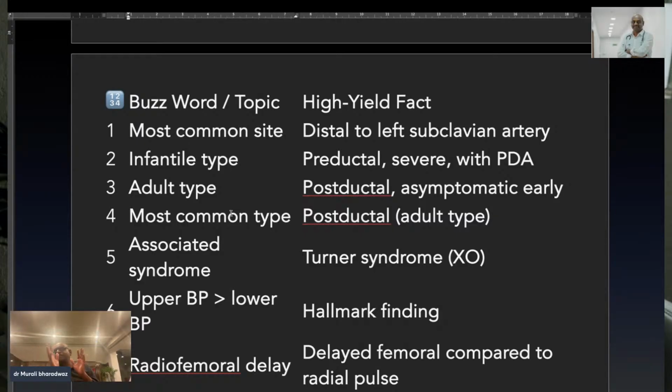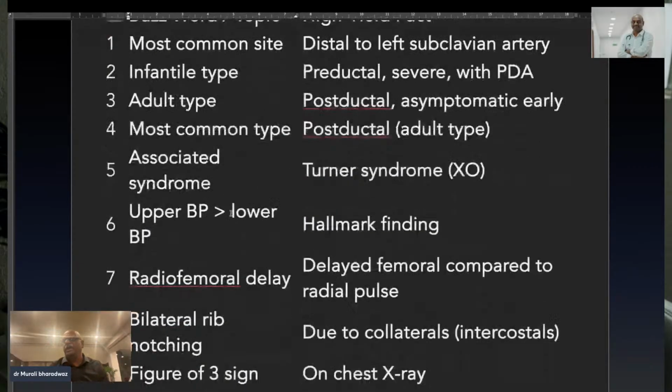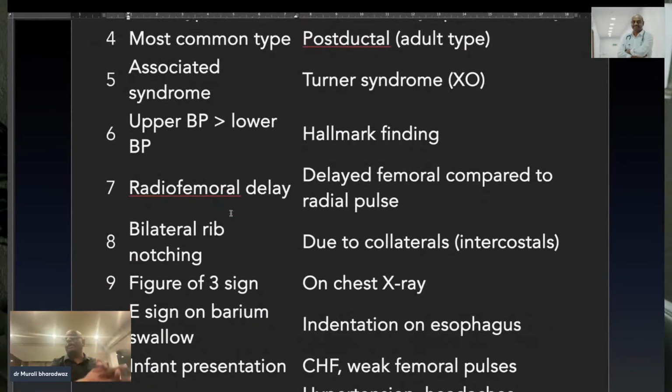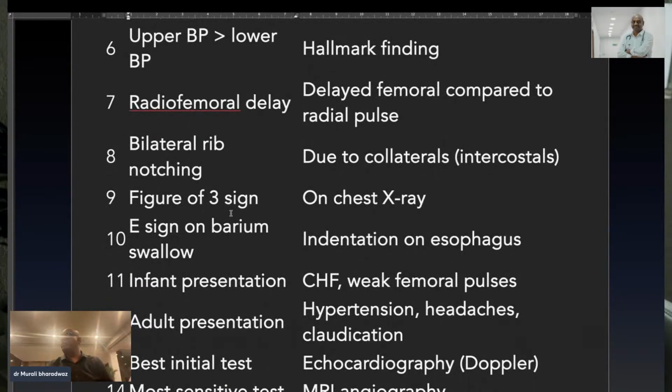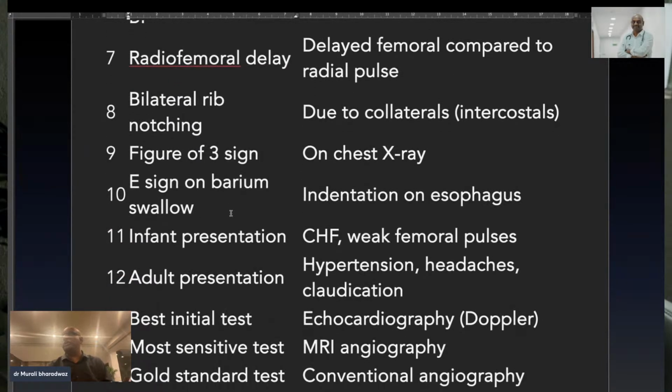Remember this. The most common type is adult, which is postductal. Turner syndrome and coarctation. Upper BP is more than lower BP, because after the aorta narrows, the lower limb will not get adequate flow. Then radiofemoral delay, where the femoral pulse is delayed compared to the radial pulse. Bilateral rib notching will be there.